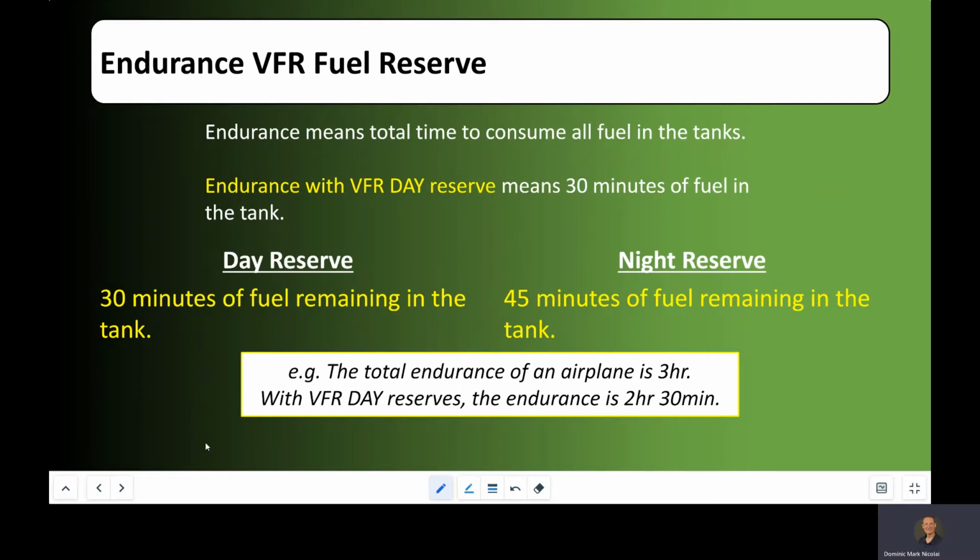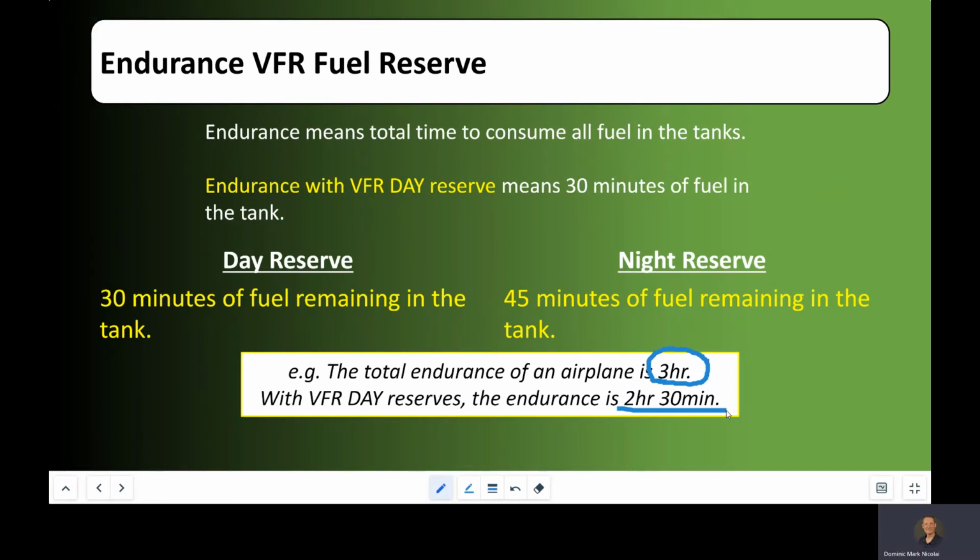Right? Questions from the FAA, though, are going to ask you, what is your endurance, but with a remaining reserve, VFR day or VFR night? Which means I need to land with fuel still in the tank, my 30 minutes for the day reserve or my 45 minutes for my night reserve. So if my question is asking me about VFR day reserve endurance, if my total endurance was 3 hours, then I'm landing with 30 minutes in the tank. I can fly for 2 hours and 30 minutes.